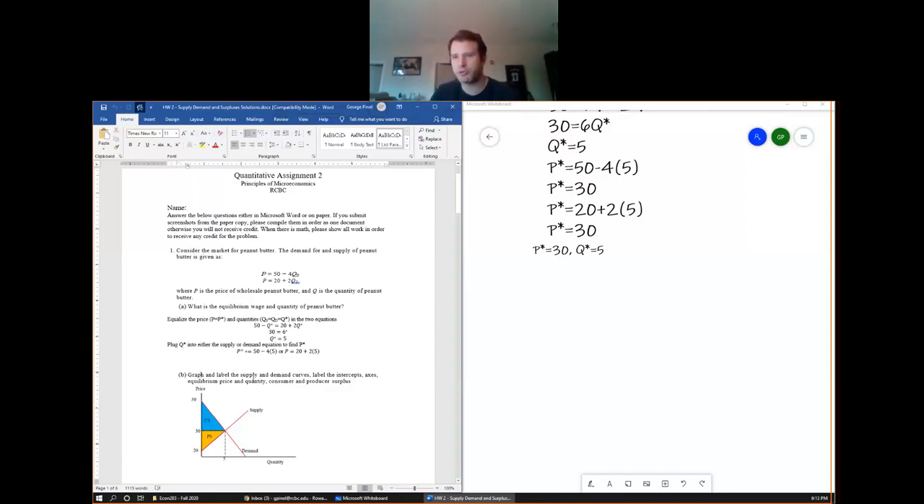So next up, I want to graph and label the supply and demand curves. I want to label the intercepts, axes, equilibrium price, quantity, and consumer and producer surplus.